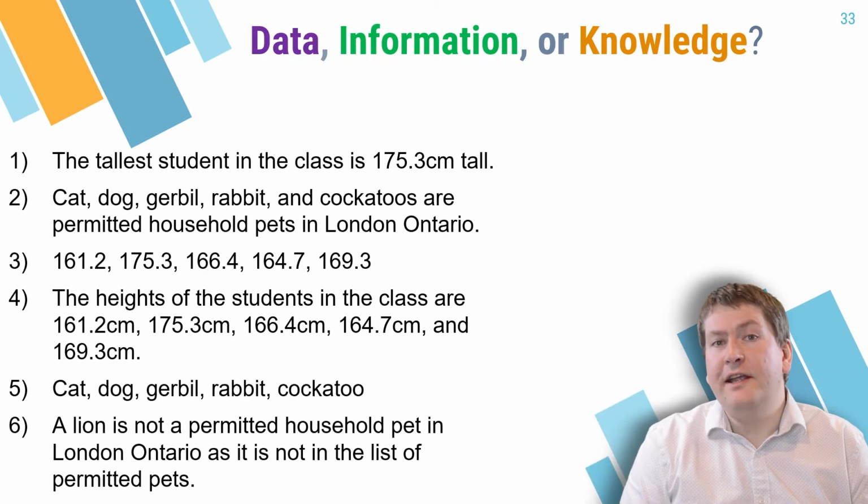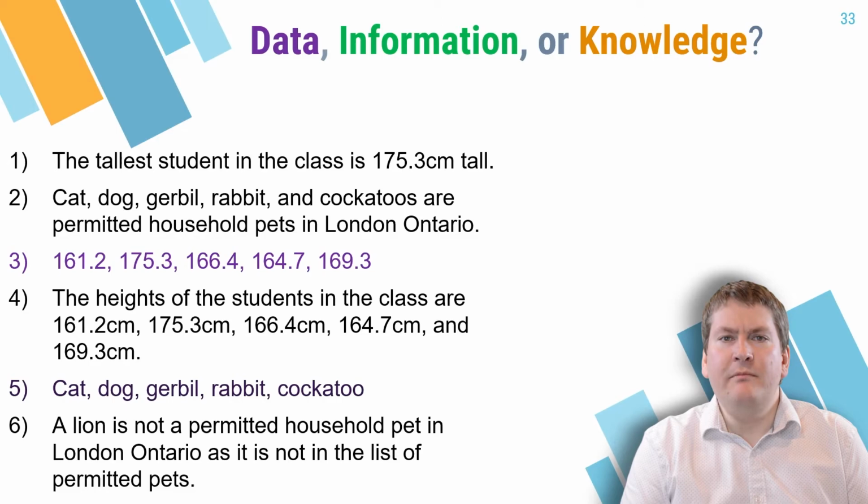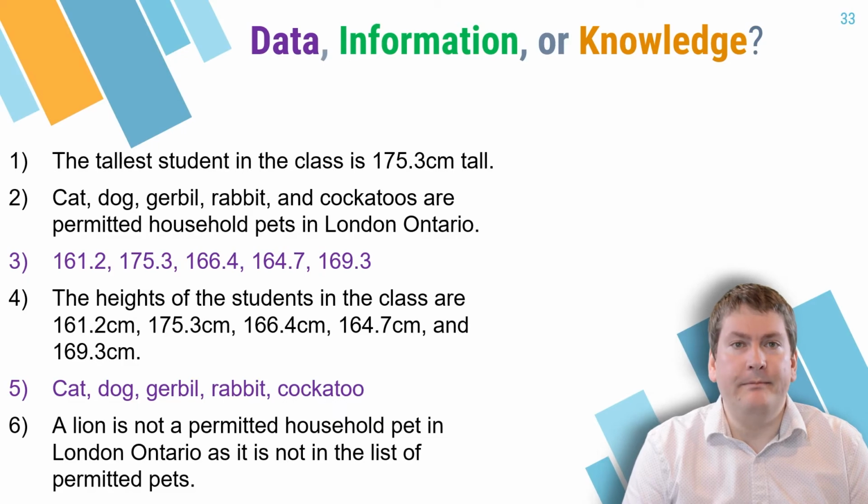Okay, so let's take a look. Item 3 is just a list of numbers, and similarly, item 5 is just a list of animals. Both are provided without any context. This means these items are data.